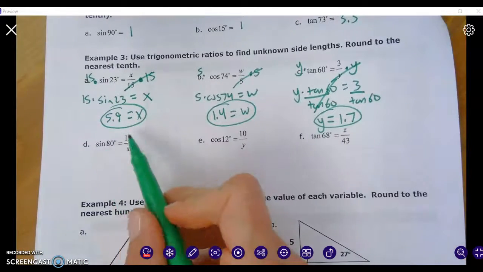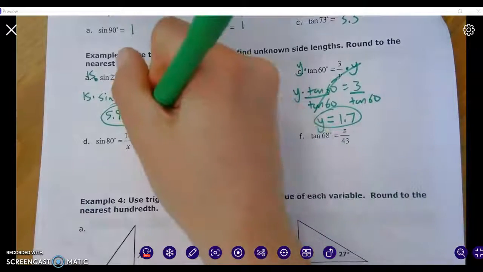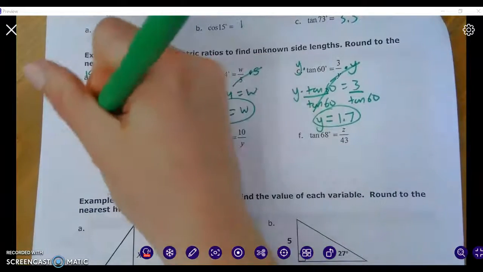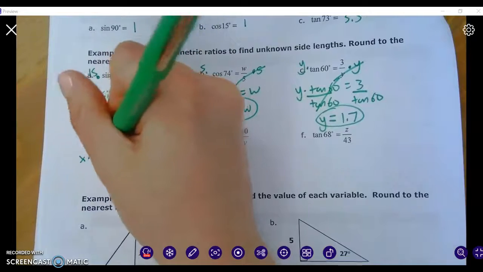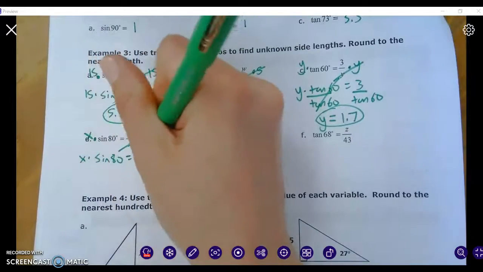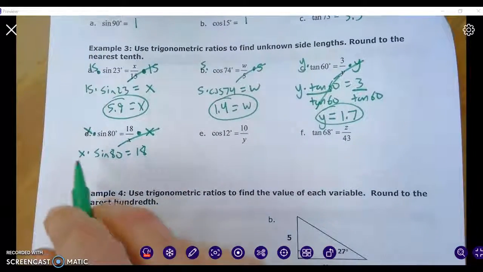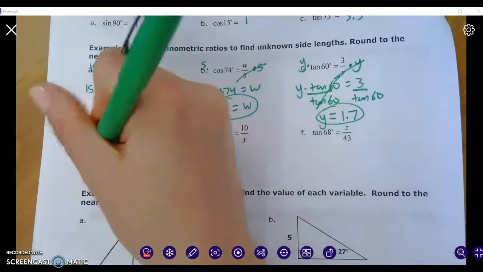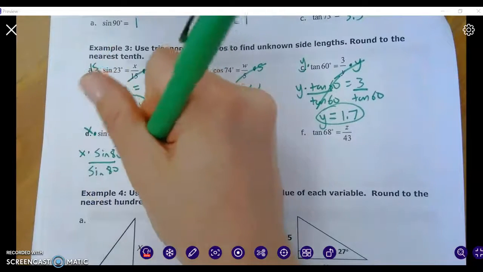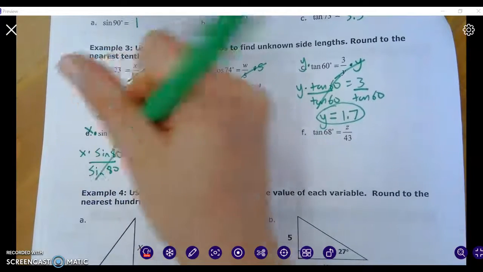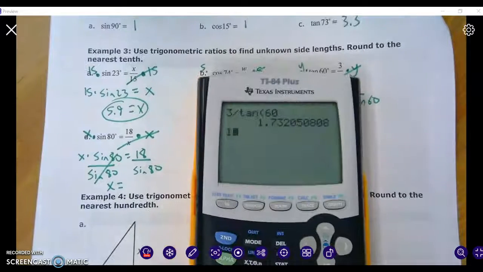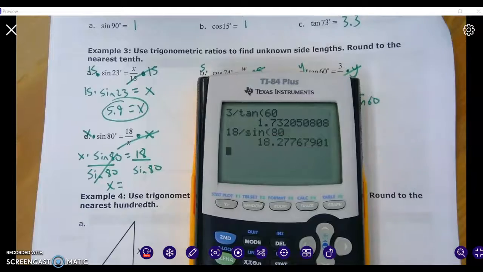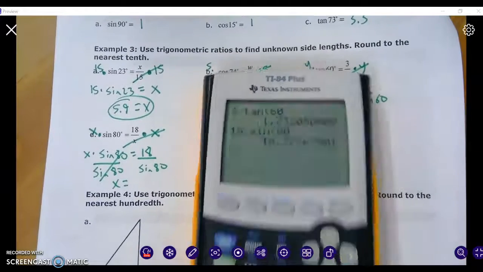Okay, we have sine 80 equals 18 over x, so multiply both sides by the bottom. So then that cancels out, so we have x times sine of 80 equals 18. And since x is not by itself, we have to take one more step and divide both sides by the sine of 80. So then we're going to type 18 divided by sine 80 into our calculators and get about 18.3.